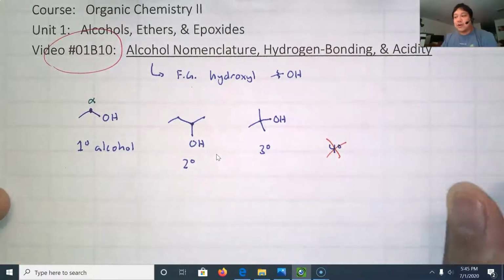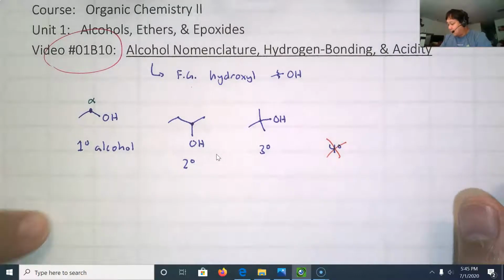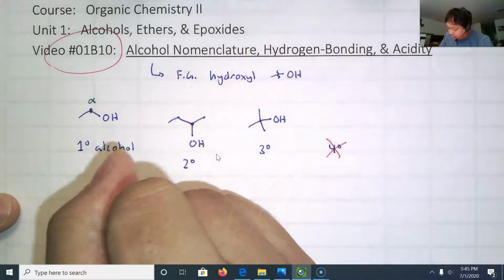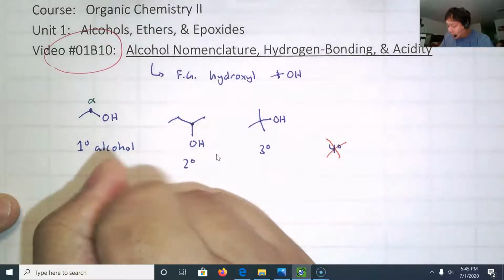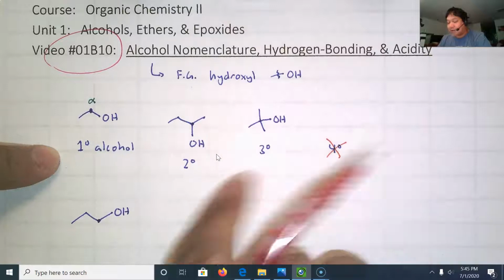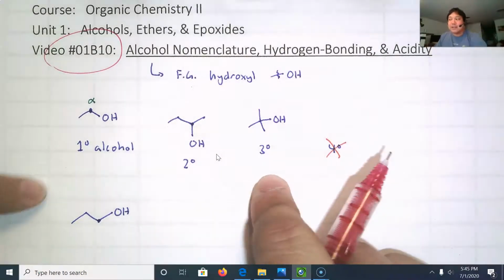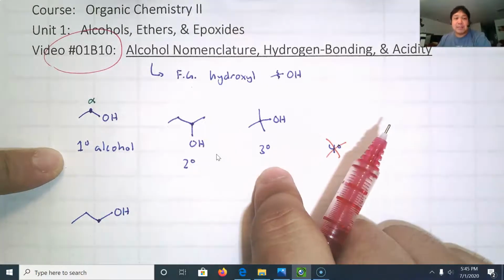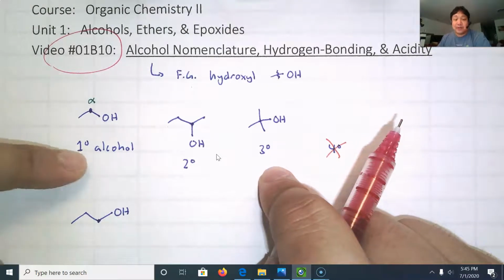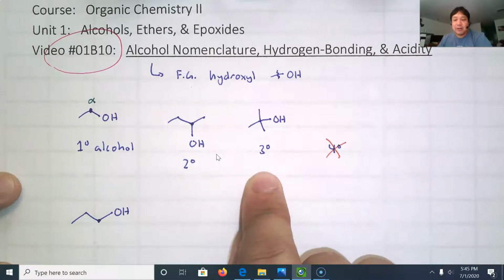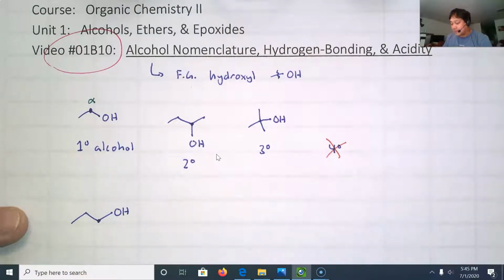In terms of naming, why don't we work with this molecule here? Oh, by the way, the reason why it's important for us to classify alcohols into their primary, secondary, and tertiary sets is because even though they all undergo similar reactions, the pathway or the mechanism is going to be different depending on whether you're using the primary, secondary, or tertiary alcohol for some of these reactions.